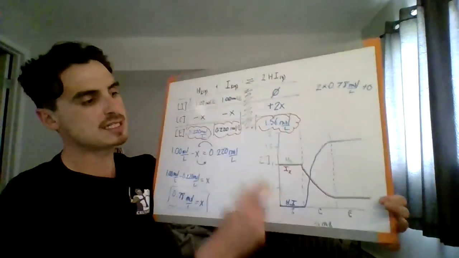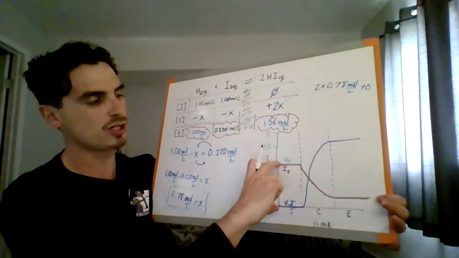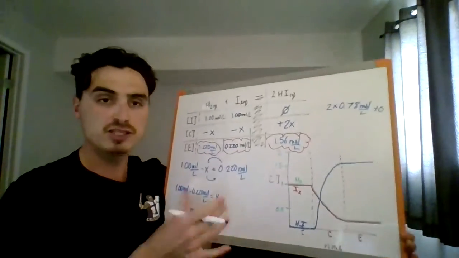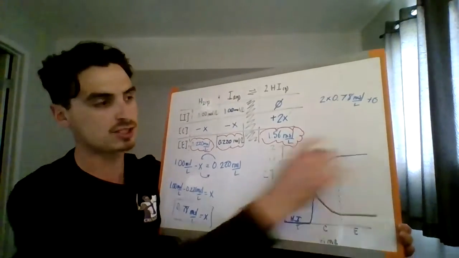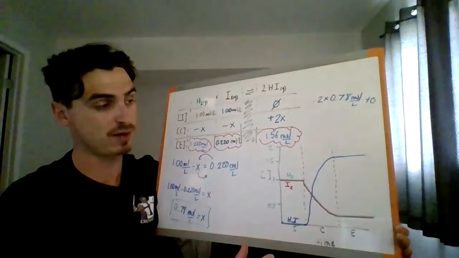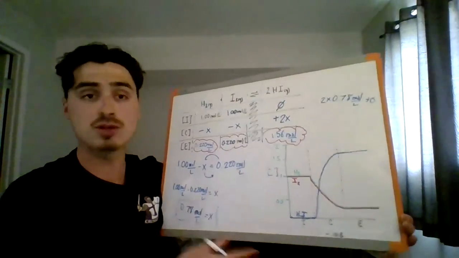So what you guys can see is that initially we had these two concentrations, but after equilibrium was established, we have these stable concentrations. Okay, these concentrations will not change at equilibrium. Okay, and that's all I really wanted you guys to see.